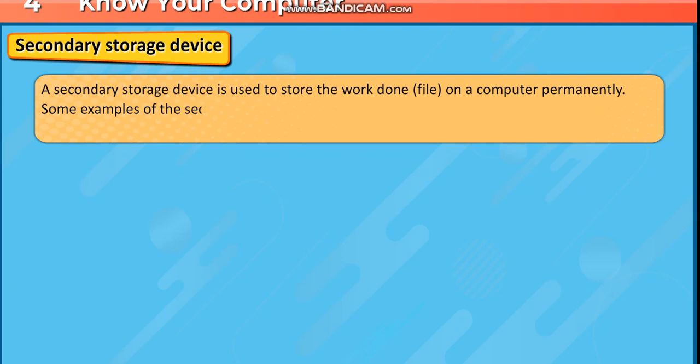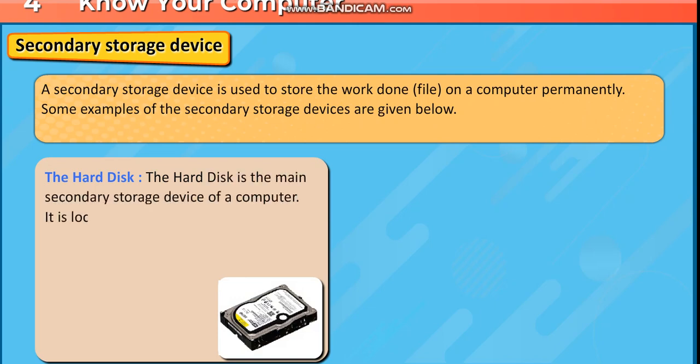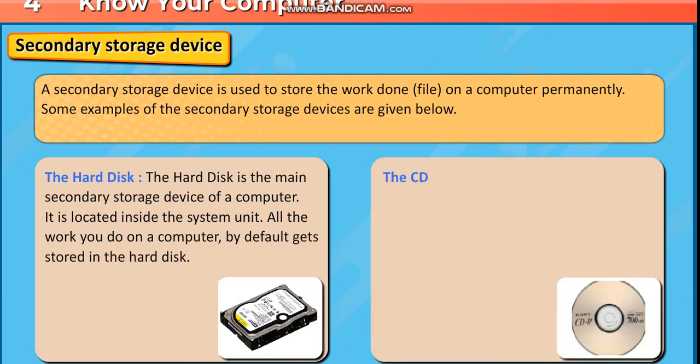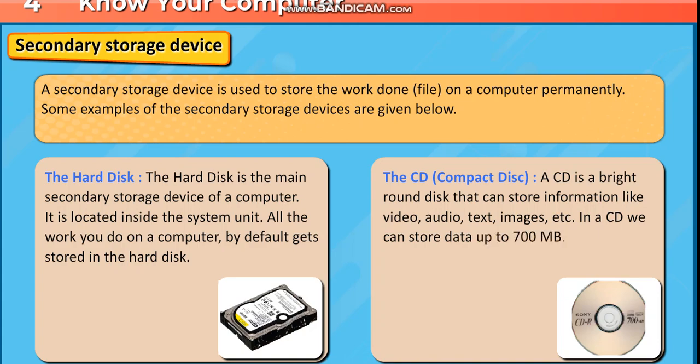Some examples of the secondary storage devices are given below. The hard disk. The hard disk is the main secondary storage device of a computer. It is located inside the system unit. All the work you do on a computer by default gets stored in the hard disk. The CD, compact disc. A CD is a bright round disc that can store information like video, audio, text, images, etc. In a CD, we can store data up to 700 MB.